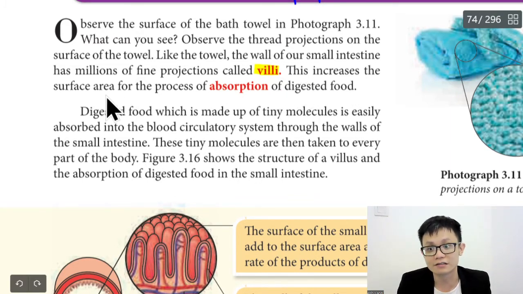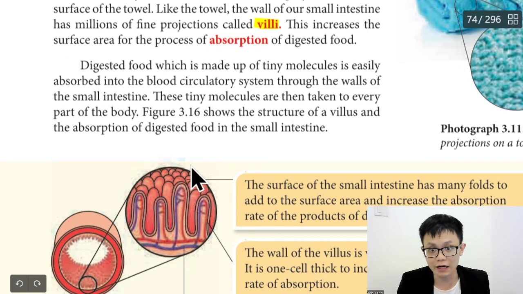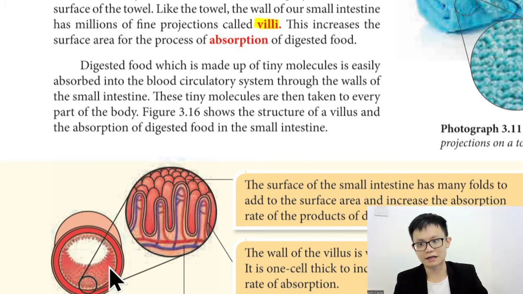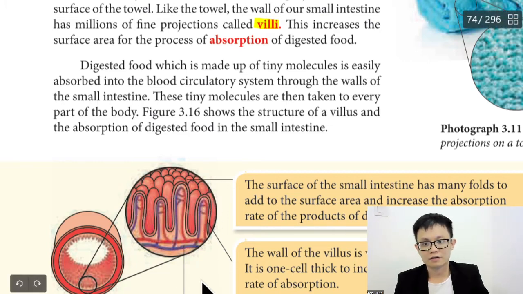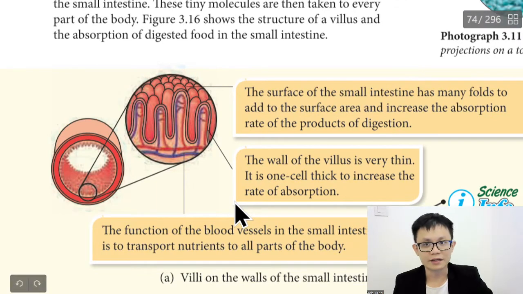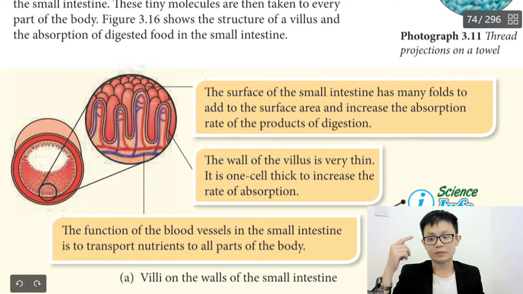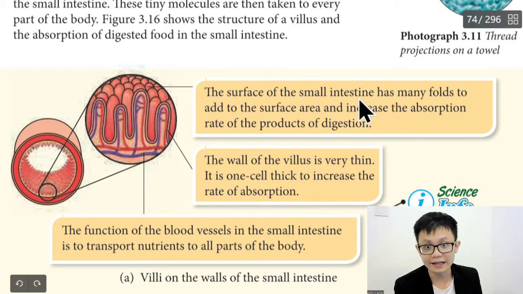Why does it go up and down? Because it would be easier if it were just a smooth surface, correct or not, like a pipe. Why does it go up and down like this? Can you see? Up down, up down. Who knows why? Let me ask one of my students. Why does it need to be up and down? According to the book, it can increase the surface area.